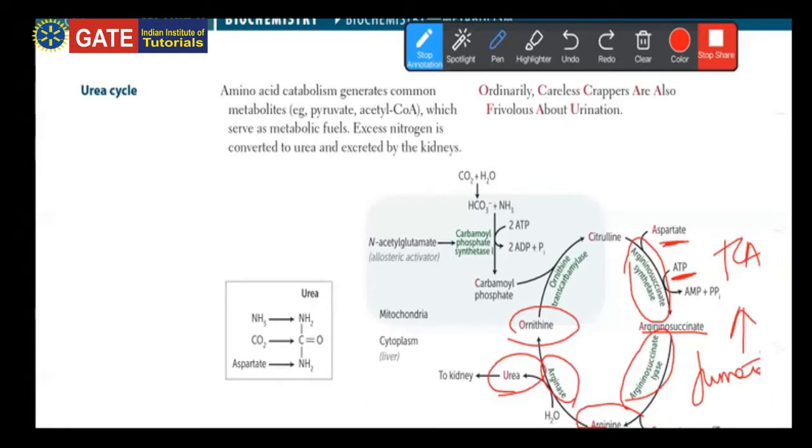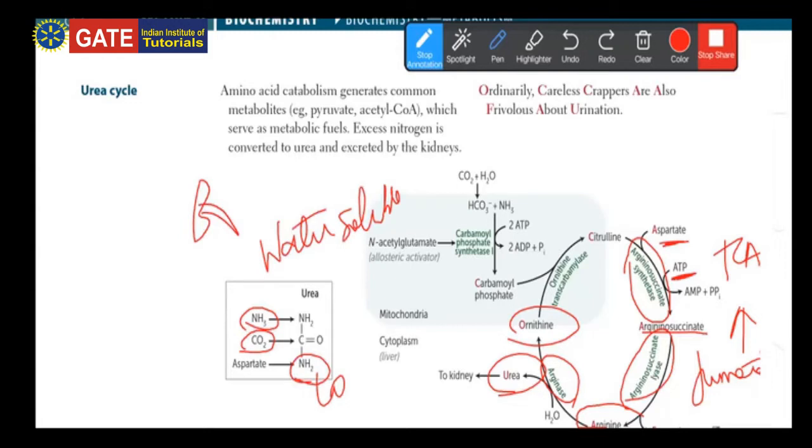The final product, urea, is basically composed of carbon dioxide, your ammonia, and the amino group of aspartate. This structure is water soluble and is going to be transported very easily through the bloodstream to the kidneys for excretion. So what is the important role of amino acid metabolism in the whole urea cycle? Your amino acids are catabolized to release ammonia, which is toxic to the body. Ammonia is then converted into urea by the urea cycle and excreted.